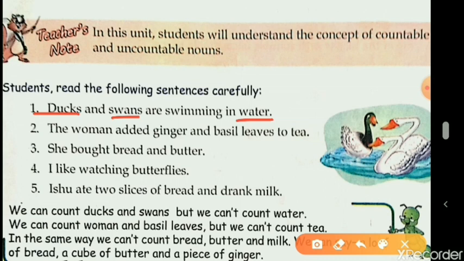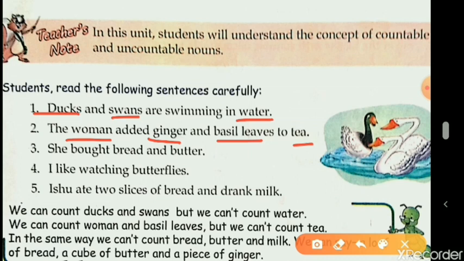Now, the second sentence. The woman added ginger and basil leaves to tea. Now, in this, students, let's underline the nouns first. Woman, ginger, basil leaves, and tea. There are four nouns in this sentence. Now, students, woman, person, and all the persons can be counted. So, woman is a countable noun.